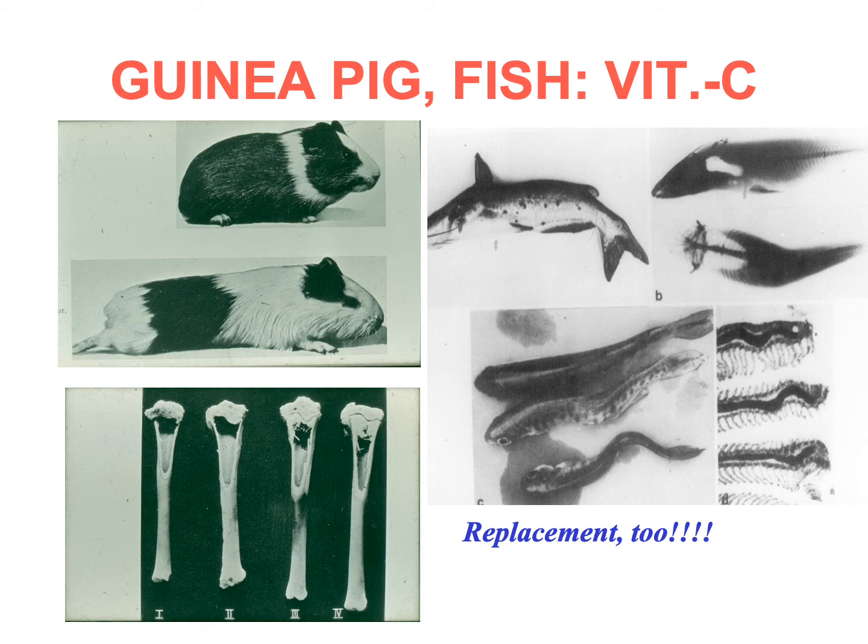On the left side you see the prone position and shortage, atrophy of the bone development of the guinea pig, and you can see the scoliosis of the spinal cord of the fish. If you use fish instead of guinea pig to study vitamin C deficiency, this is part of the replacement.